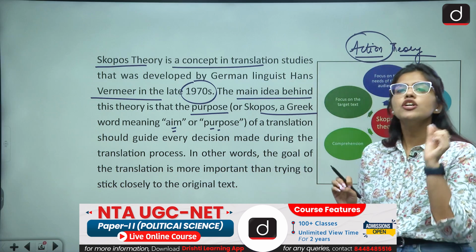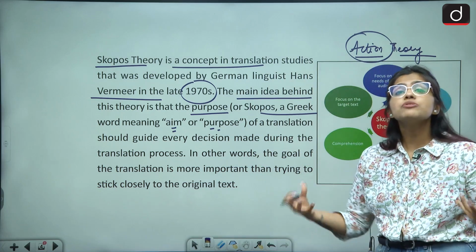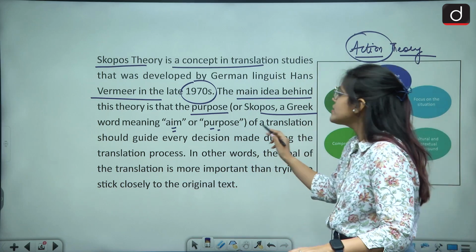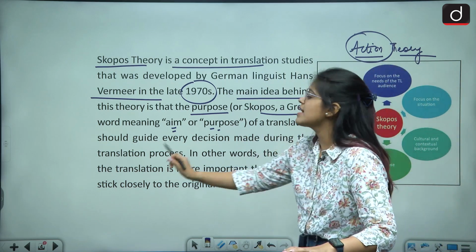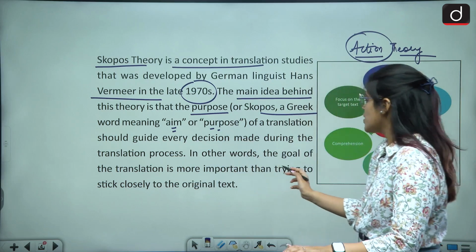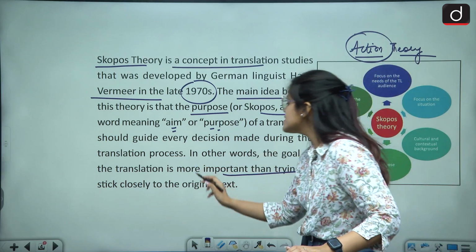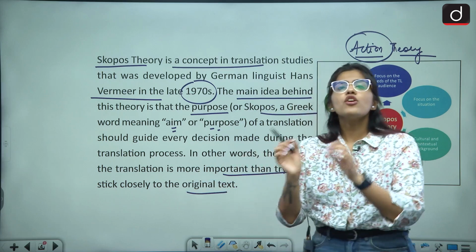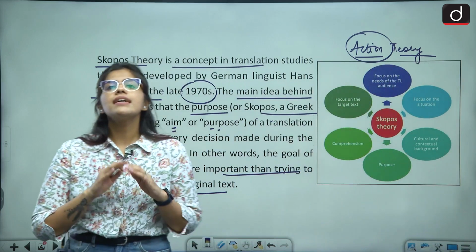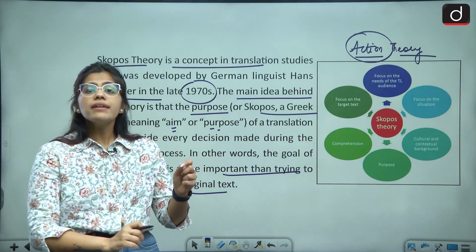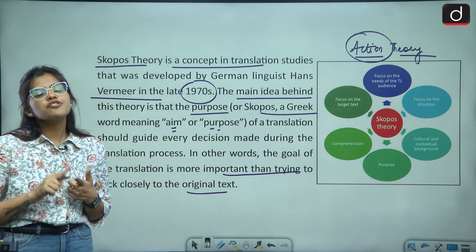एक purpose होता है जिसके लिए हम ट्रांसलेट करते हैं. This gives the translator a large amount of power. ठीक है? So for the translation, we always need to make decisions during the translation process. In other words, the goal of the translation is more important than trying to only stick to the original text. सिर्फ original text से stick करके word to word translation करना translation का purpose नहीं है, but according to a particular culture, according to a particular purpose, translation is done.